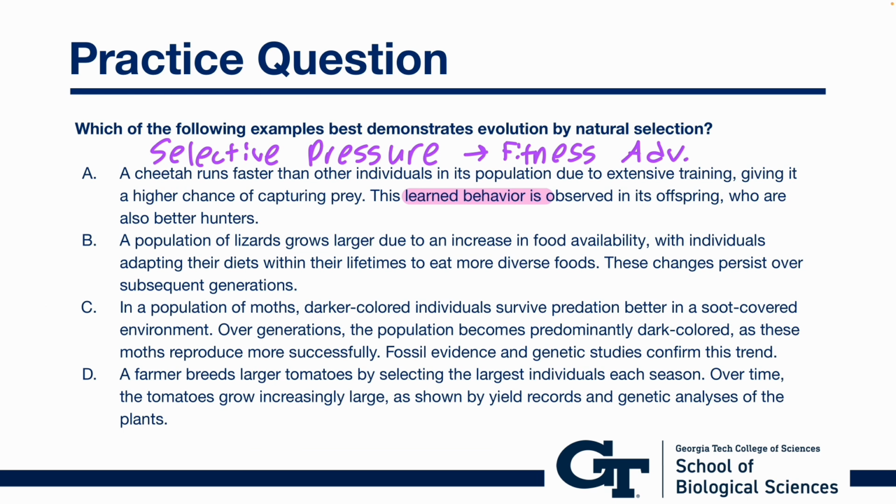So looking at B, a population of lizards. So we grow larger due to an increase in food, where individuals change their diets within their lifetime, and these changes persist over subsequent generations. So looking at this, I'm thinking, no. And why is that? Again, because one, we see the key words within their lifetimes. So every time we hear that, it's kind of a red flag to like, no, that's not the answer. But also, we are growing larger, so we are changing, right? Is this change, right? If we're growing larger in our lifetime?